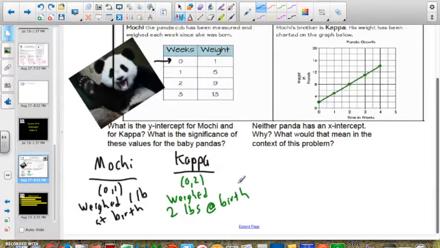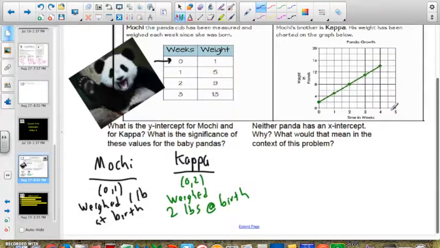The next question posed to us is that neither panda has an x-intercept, and we want to know why. And we want to know what that would mean in the context of the problem. So we have to take into account what our x values and what our y values are actually measuring. Our x value is going to be measuring the time in weeks since their birth. That's going to continue to increase. They're only going to get older. They're not going to go Benjamin Button and get younger at all.